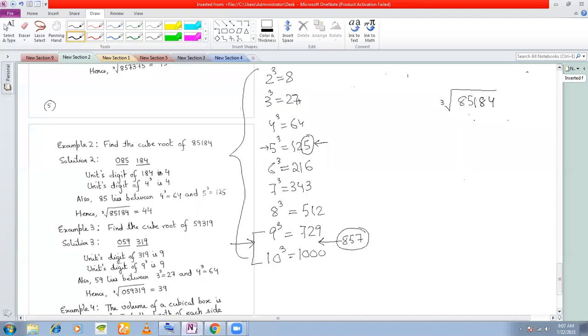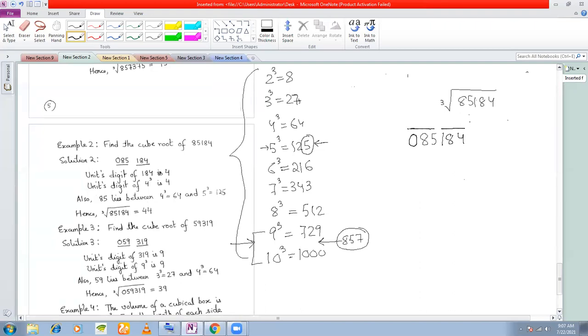How do you find the cube root? Write the number first, 85184. Group this number in threes. This is the first group and this is the next group. Since you don't have 3 digits here, you can introduce a 0 here. Okay, so we have grouped.